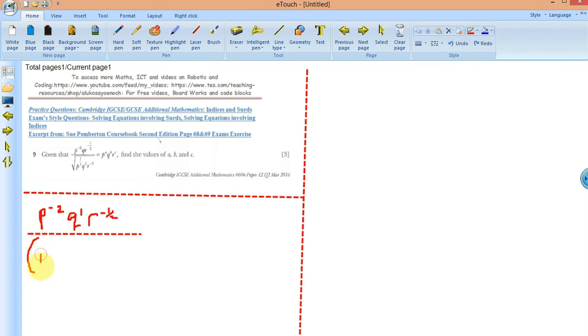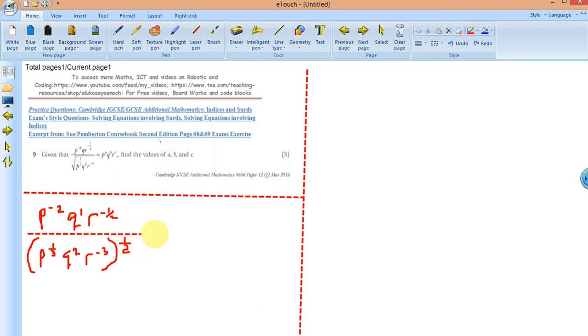Okay, now I'll put all this in brackets. So I have p raised to power 1 over 3, and this is q squared, then r raised to power minus 3. Then square root means that all is raised to power half. If it was the cube root, that would be all raised to power 1 over 3. Fourth root, all raised to power 1 over 4, something like that.